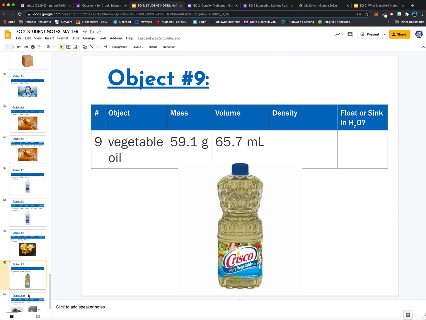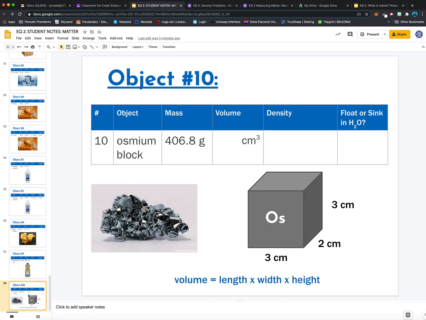Okay, last one. We have a little challenge object here. This is our last object, number 10, osmium block. Osmium's an element. In fact, this is the densest element. So I'll give you a little hint, the answer should be even higher than gold's answer. So look at gold's answer there, object number 8. This answer should be even higher. Except this one, I'm not giving you the volume. So if we look at the mass, we have 406.8 grams as this object's mass, osmium. And there it is over to the left, this chunk of osmium here.